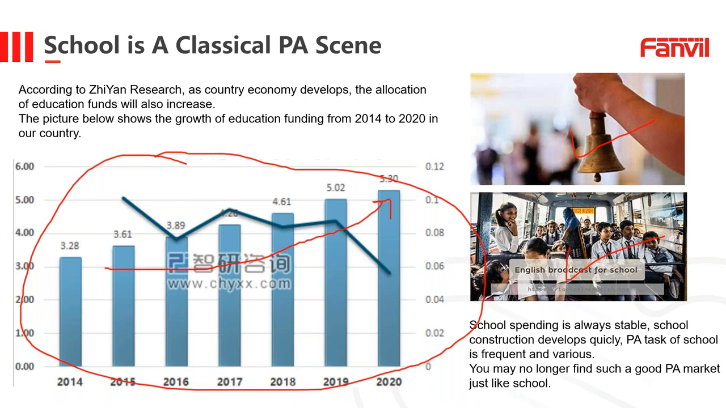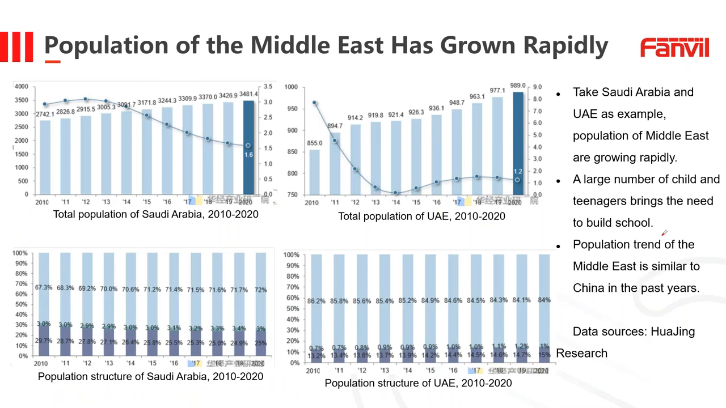Secondly, I did some research on the population trend of the Middle East and took Saudi Arabia and the UAE as examples. The population of the Middle East is growing rapidly, and the population trend of the Middle East is similar to China in the past few years. So more kids, more needs to build schools.